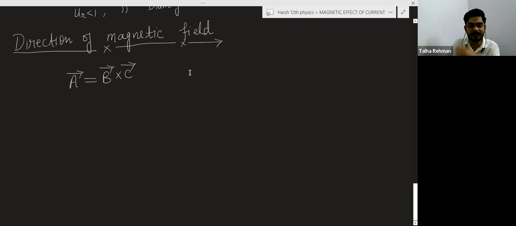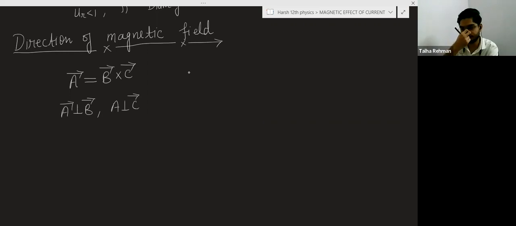And if this is the condition, then you can say the A vector is perpendicular to the B vector, as well as the A vector will be perpendicular to the C vector. Okay, this is the condition.